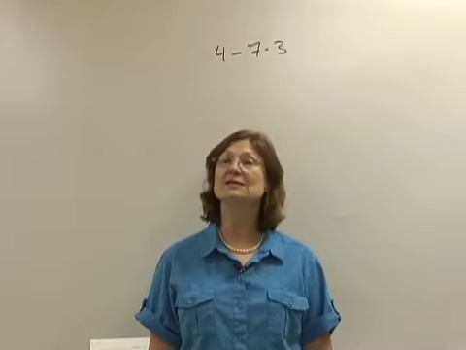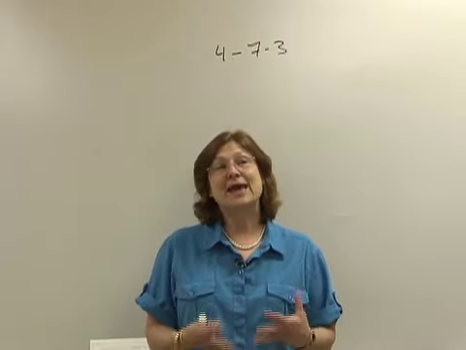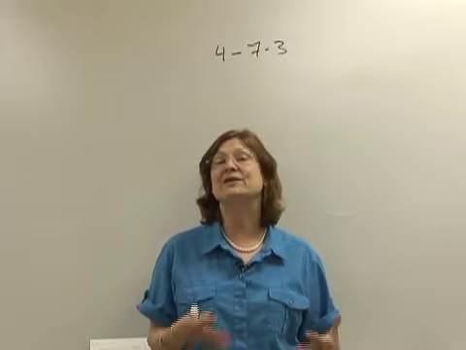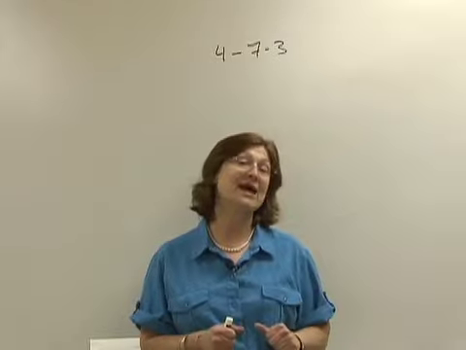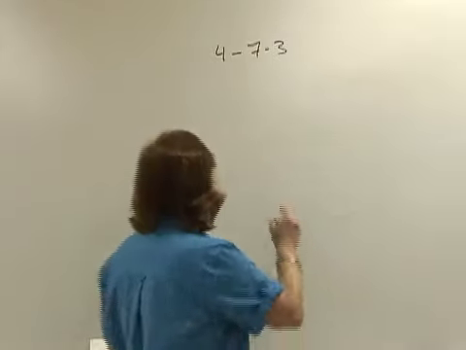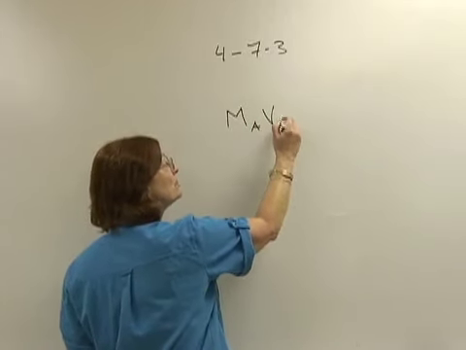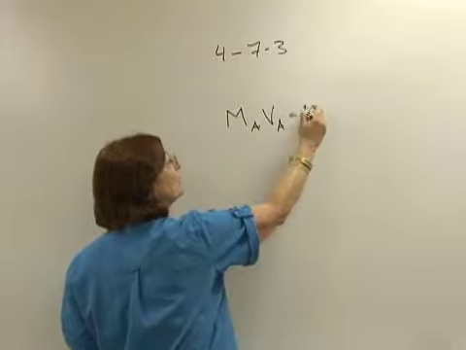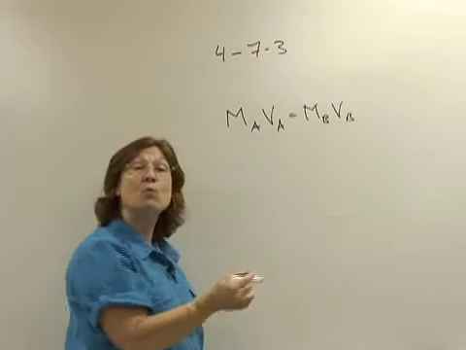Titration is a very important process that we do in the lab in chemistry. It is a quantitative way to determine the concentration of a solution of an acid or a base. This is an acid-base titration. And we are going to use the equation where the molarity of the acid times the volume of the acid is equal to the molarity of the base times the volume of the base.